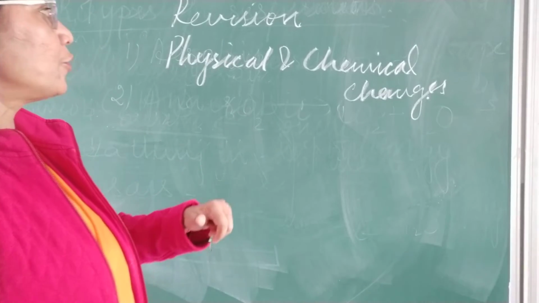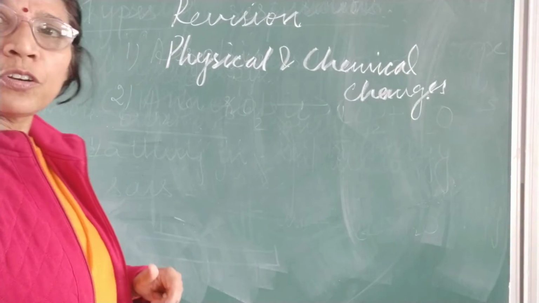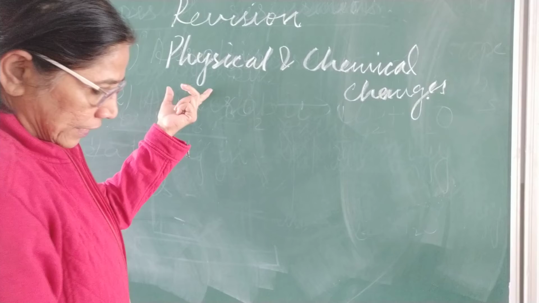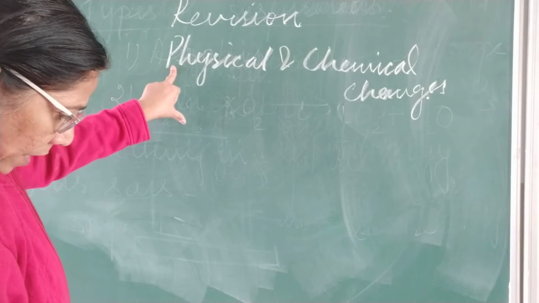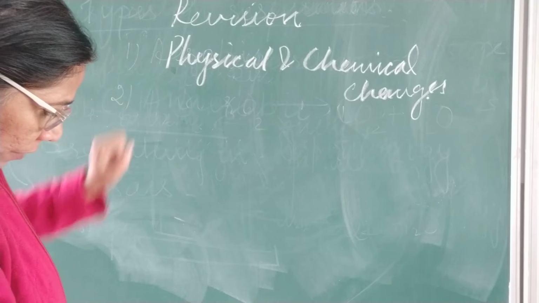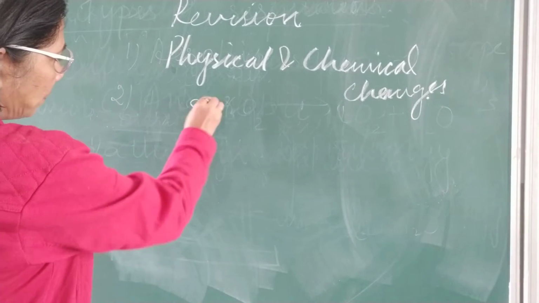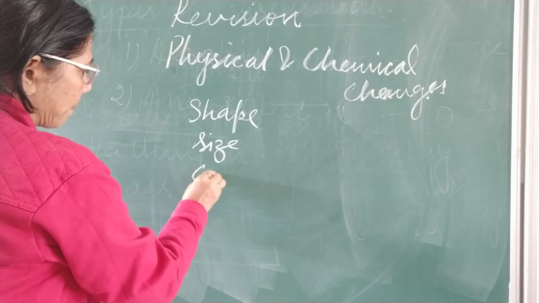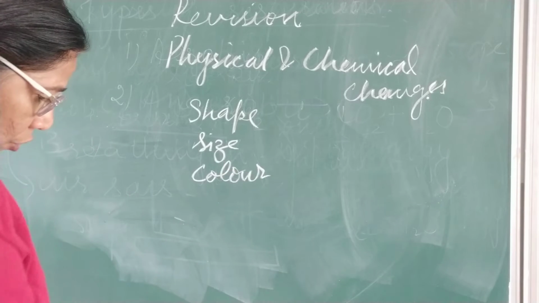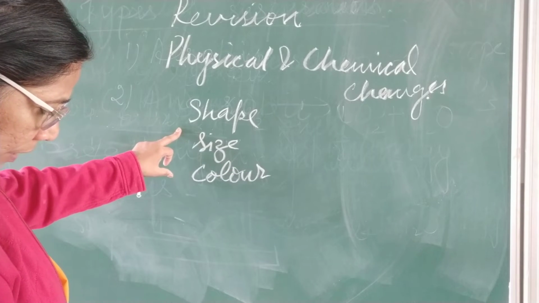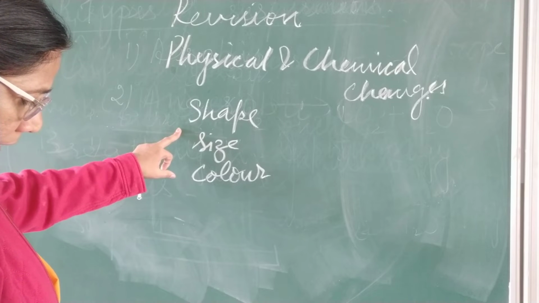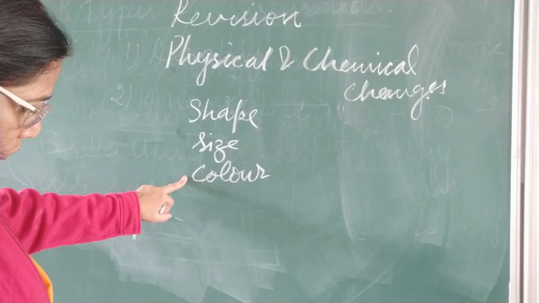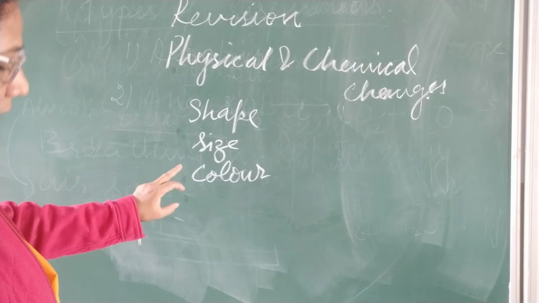Hello children, today we are going to revise physical and chemical changes and also lesson respiration. First, physical and chemical changes. What are physical changes? A substance undergoes changes only in the physical properties such as shape, size, color and state, and no new substance is formed. This is called physical changes.